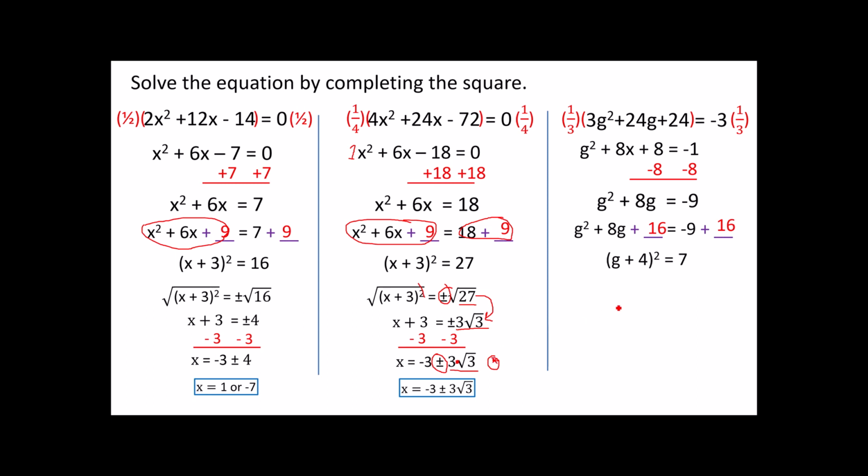Make sure you simplify the right side as well. Negative 9 plus 16 is 7. Once it's in this form, you've really done the hardest part. We're going to square root both sides. Don't forget the plus minus sign. Troublesome spot for students. Squares and square roots undo each other. Subtract 4 from both sides. And there's your solution. And that's all we've got for today.